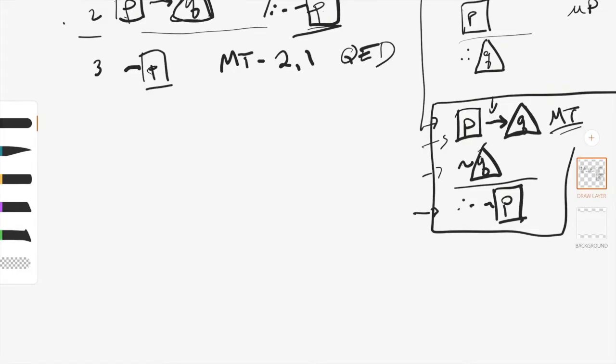All right, let's look at another inference rule. This one is pretty straightforward. It's called hypothetical syllogism. We abbreviate it with HS, and its schema is P implies Q, Q implies R, therefore P implies R. So let's look at what happens. We have a well-formed formula in the square implying a well-formed formula in a triangle. That well-formed formula in the triangle is repeated this time as the antecedent of an implication.